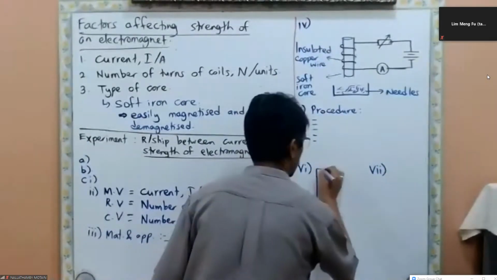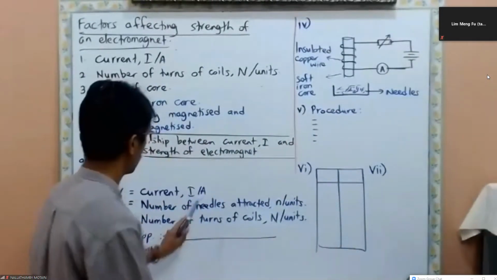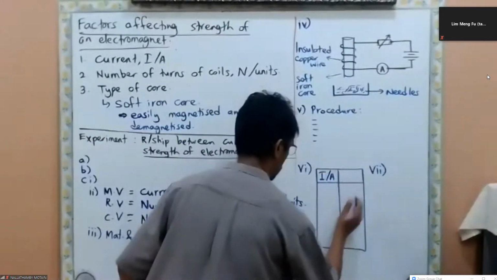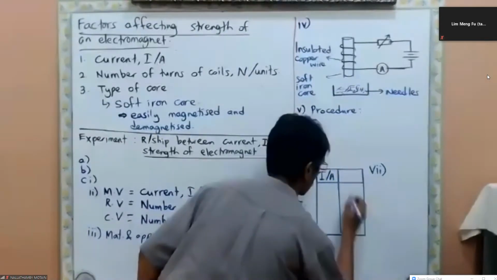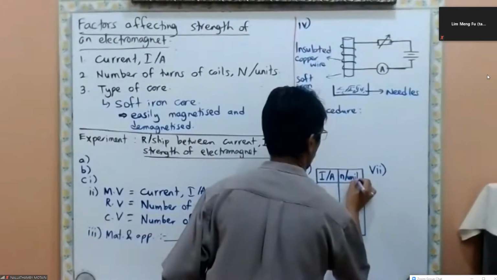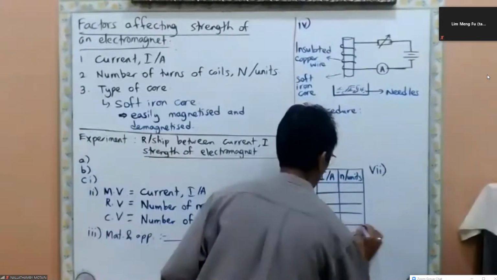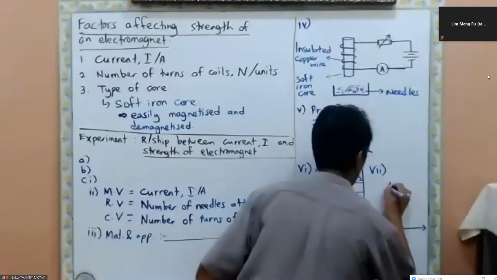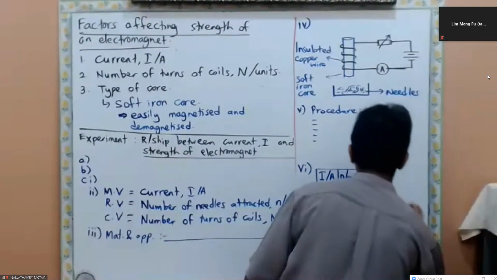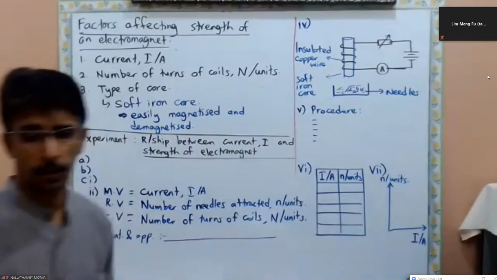Okay, 6, I think all of you know, is a table. We come out with 2 columns and we use the symbols given over here. Manipulated variable is I, ampere, and then responding variable is, I use small letter n and write units. Okay, 1, 2, 3, 4, 5, and here we label the variables correctly: I ampere, and n units. No need to plot the graph.